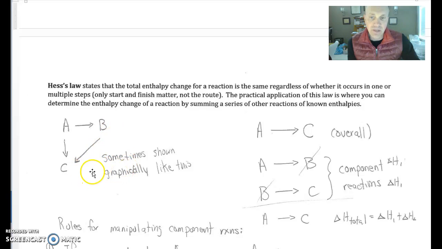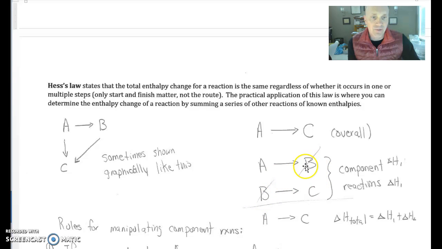Sometimes it's shown graphically like this, but when you're applying it, it's much easier to show it as a series of reactions that you're going to be adding together. So the overall reaction here is A going to C. That's what I've shown right here. And we're showing the two component reactions, A going to B right here, and B going to C right here.